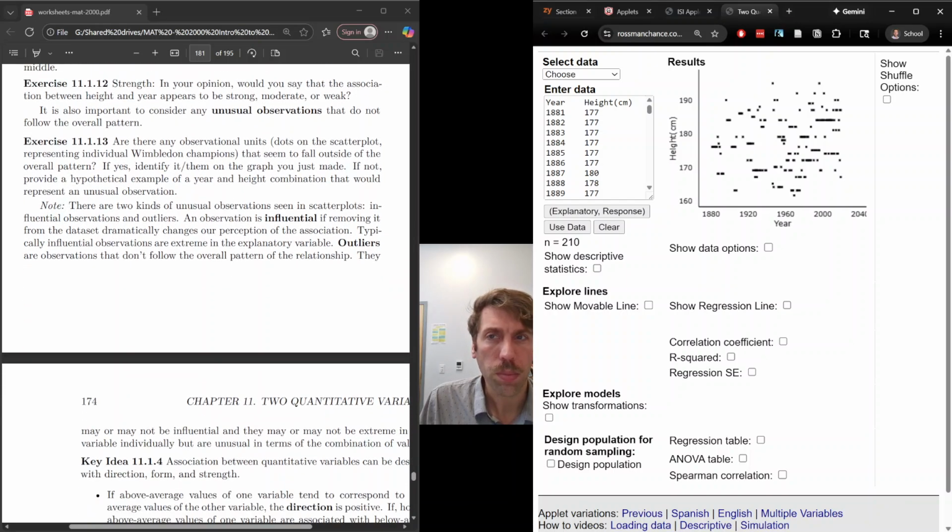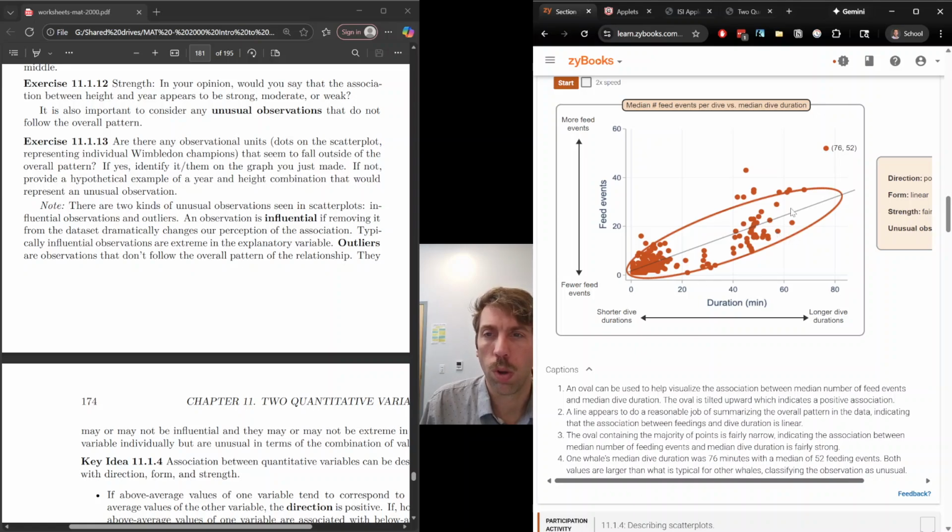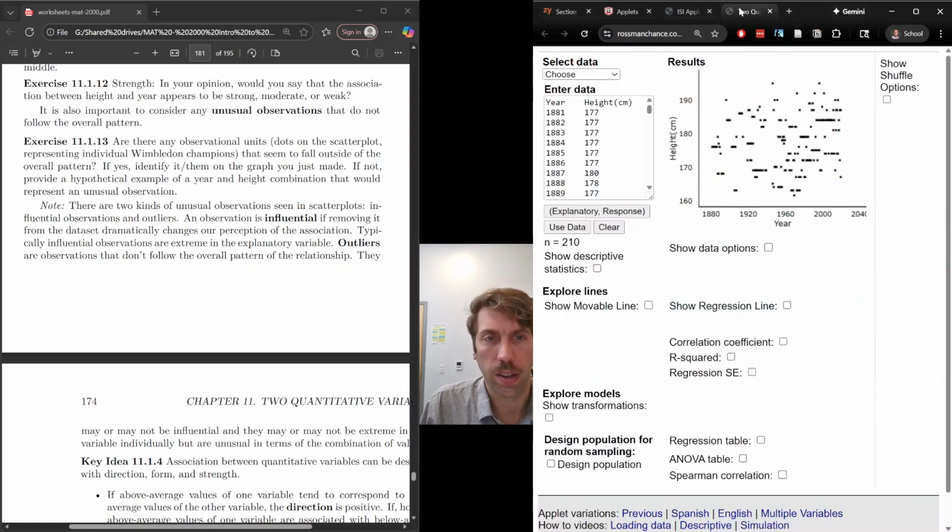Then number 13, are there any unusual observations? So the example from the Zai book was once you circle the trend, then the things that are far away from that oval, like these guys are not really unusual, but this one and that one that are very far away from the trend would be unusual observations. So is there anything like that in our data?